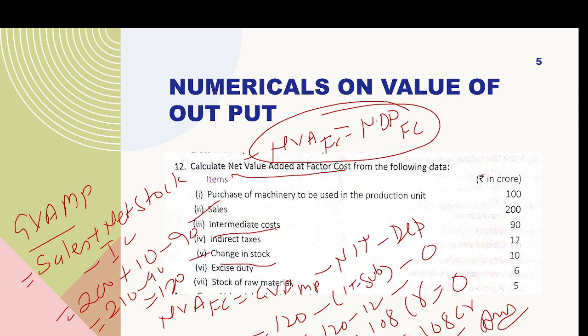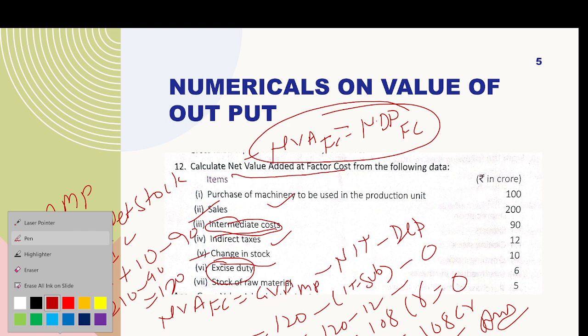Students, you can see that here there is a question about the excise duty. Excise duty is also a tax. But if you have already got indirect tax, you will entertain only indirect tax, not the excise duty. And here it has been given about the purchase of machinery. You will not entertain it because intermediate cost has already been given in the question.